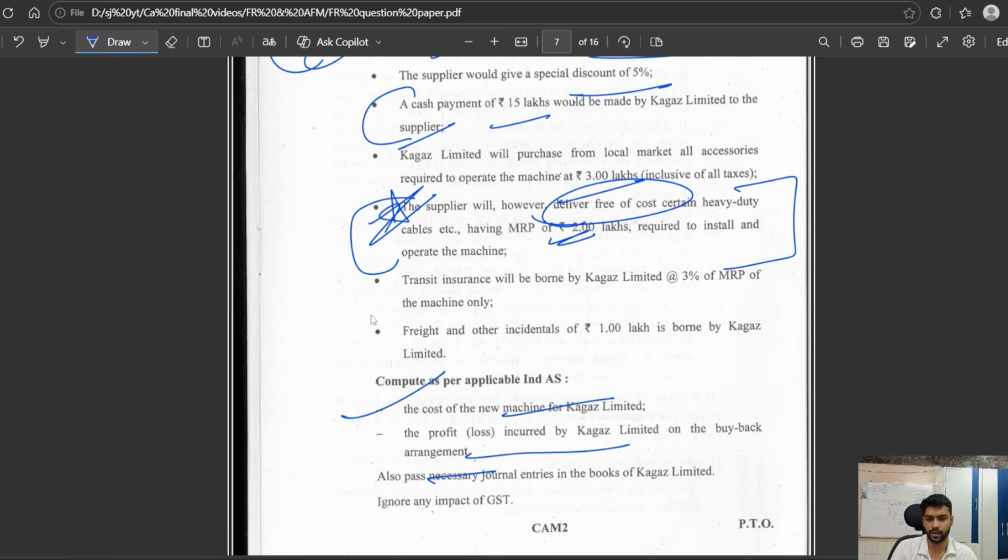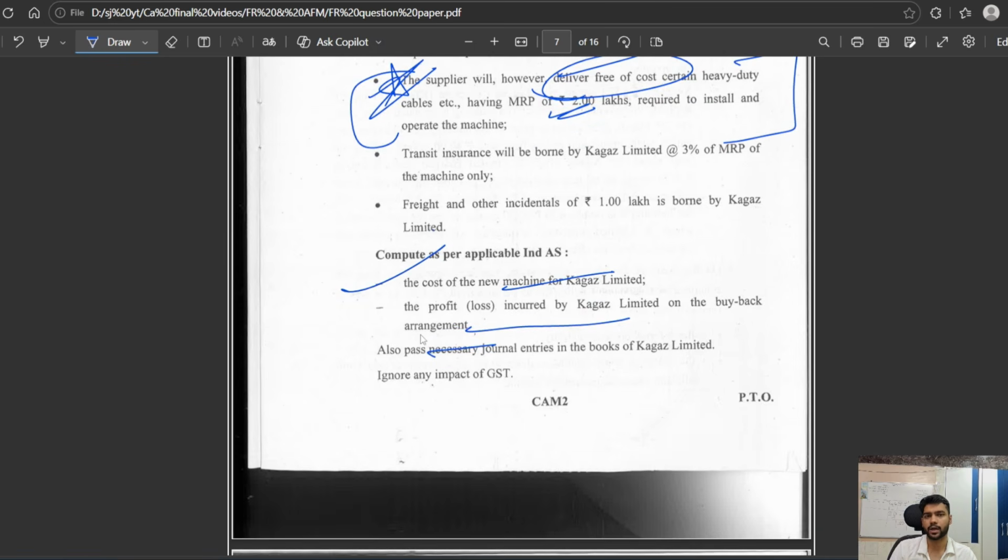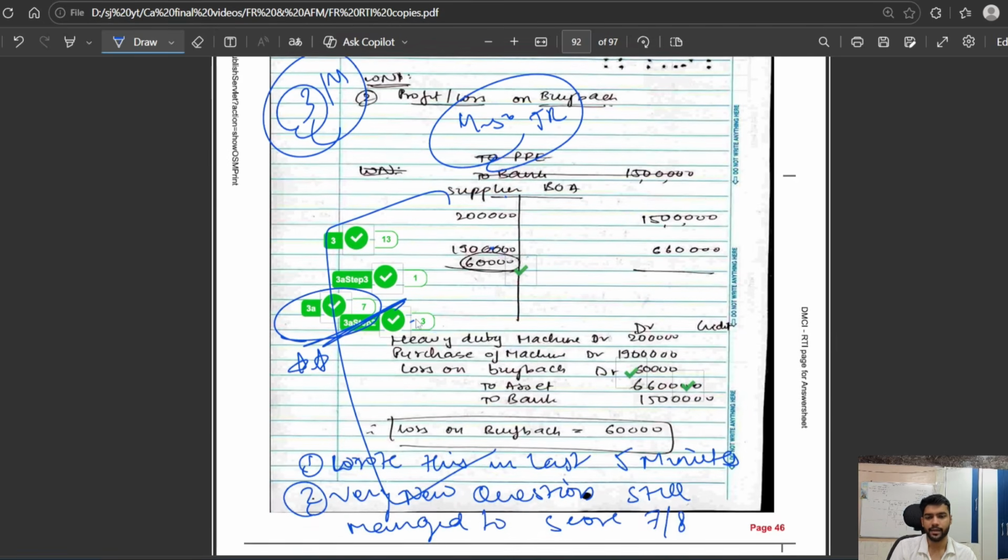But sometimes luck might not favor you. Still, go with your gut and you will definitely get good marks. And this was the part that was tricky because I had to identify profit and loss. As you can see in my answer, I made the basic thing: I made the supplier ledger and I identified the profit.